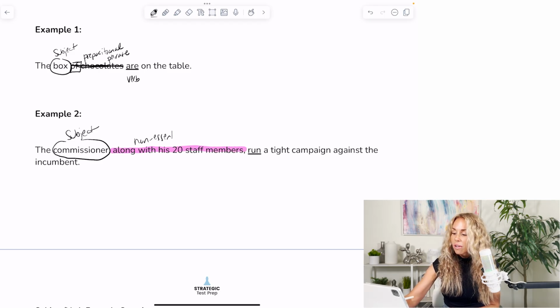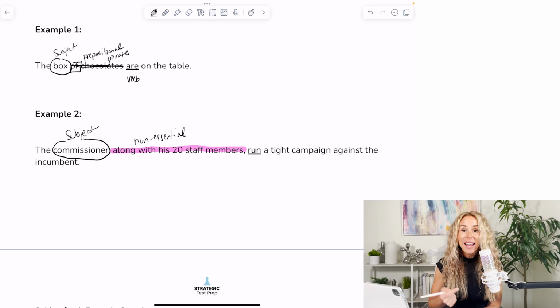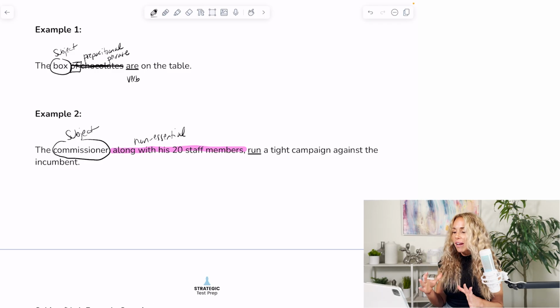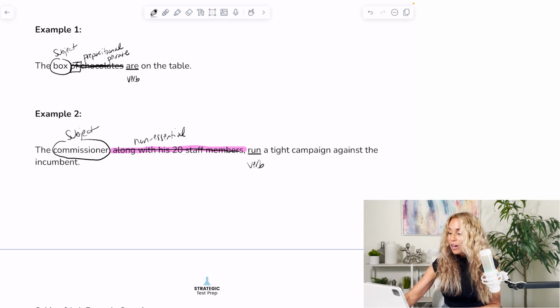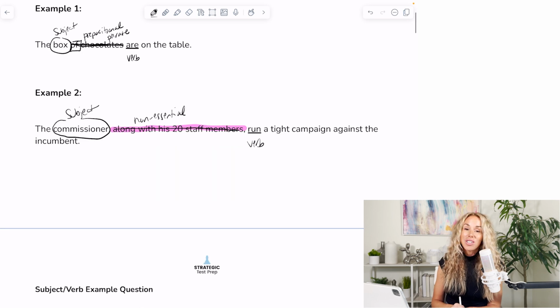So that's what you're looking for. Non-essential clauses go between two commas, two dashes, or two parentheses, and you basically want to ask yourself, if I cross that out, will the sentence still make sense? It sure will. I could say the commissioner run a tight campaign, and actually I want to cross this off to hear my subject right next to my verb, and then I realize it sounds silly. It should say the commissioner runs a tight campaign, because commissioner is singular. So just be ready for those tricks that they'll throw at you, because they just like to put lots of words in between the subject and the verb.